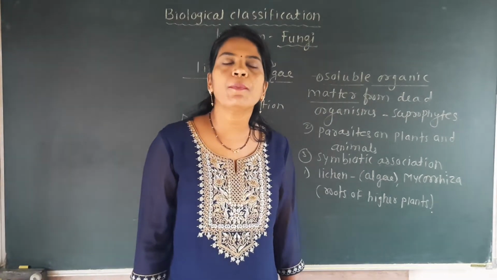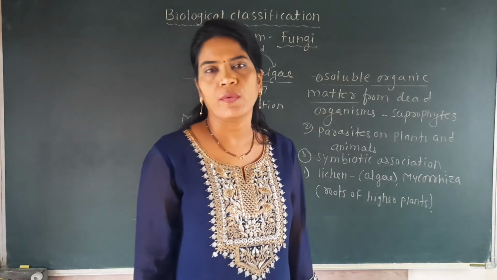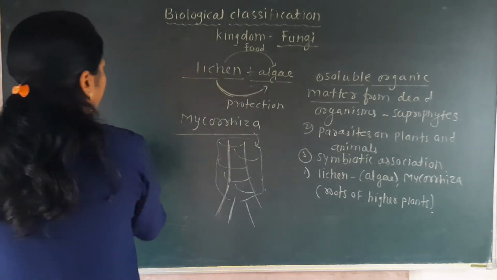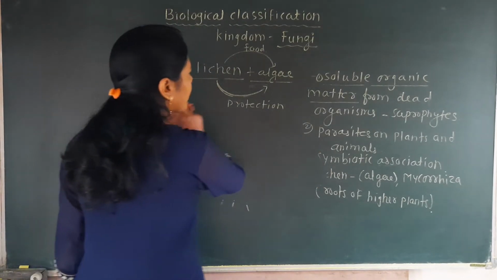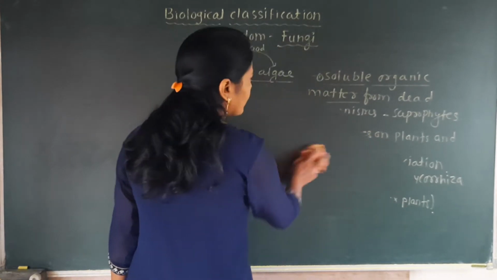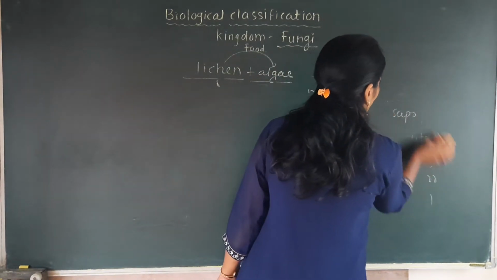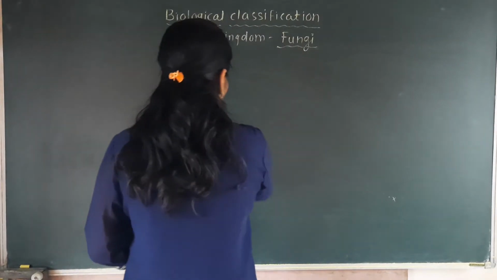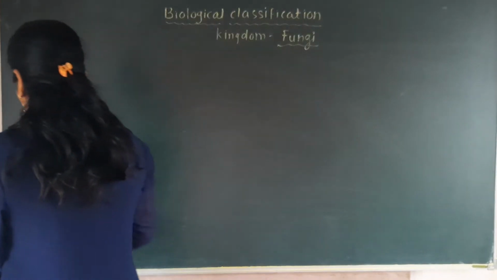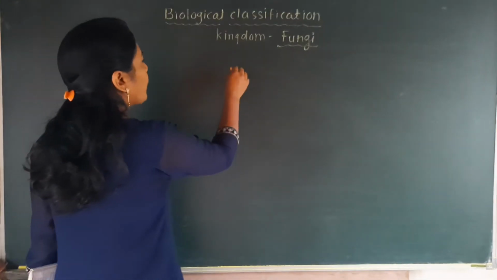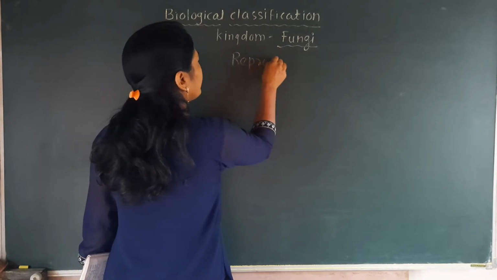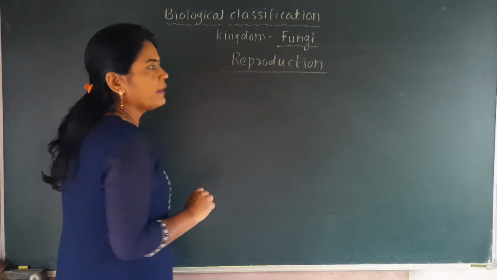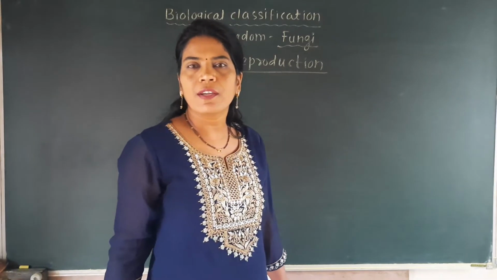Now the second important point is how these fungi reproduce. Reproduction in fungi is an important point, and it takes place by three methods. These methods are vegetative reproduction, asexual reproduction, and sexual reproduction. So the next point is reproduction in fungi. Three methods of reproduction are there: vegetative, asexual, and sexual.